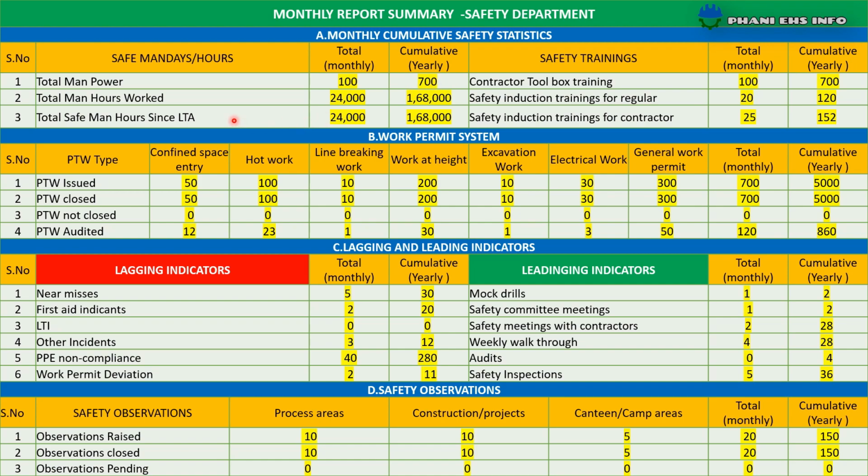Here I mentioned the total manpower 100 and cumulative 700. For total work permits issued, the confined space entry permits are 50 and hot work permits are 100. And when coming to mock drills, we conducted one mock drill. Cumulative, there are a total of 2 mock drills. We have to mention the number of observations. Inside this report, the detailed information regarding incidents, permit systems, trainings, mock drills, inspections, safety improvements, and other things has to be furnished.